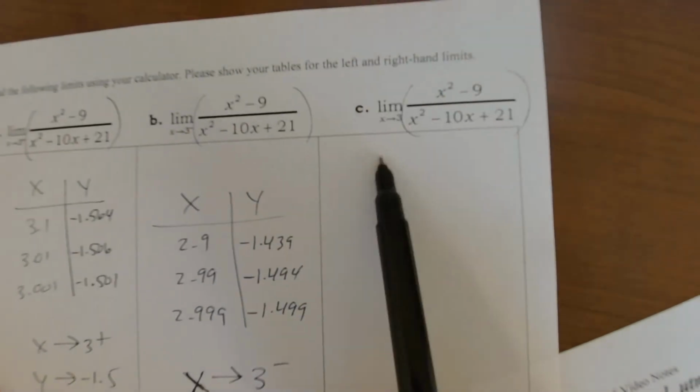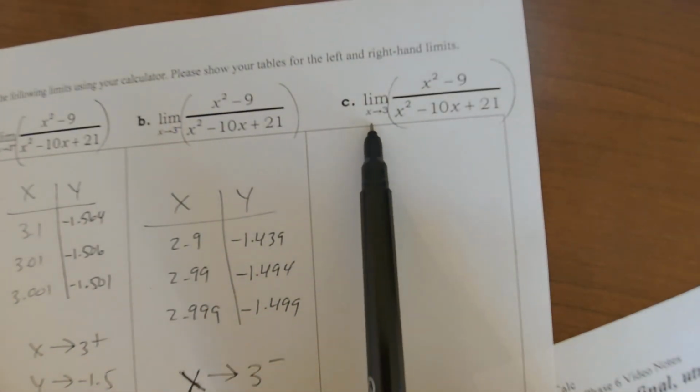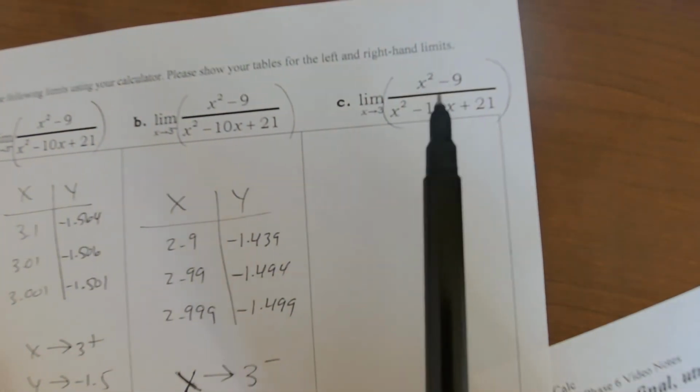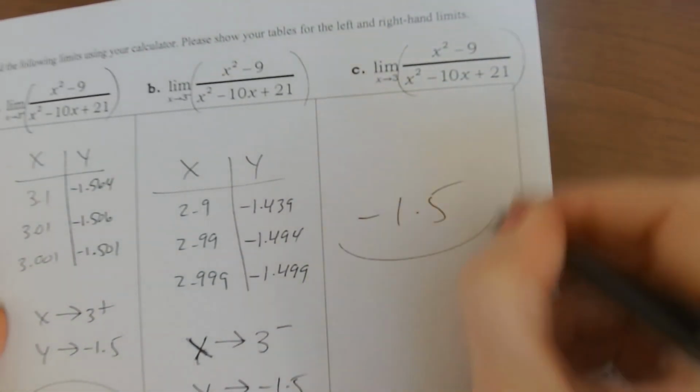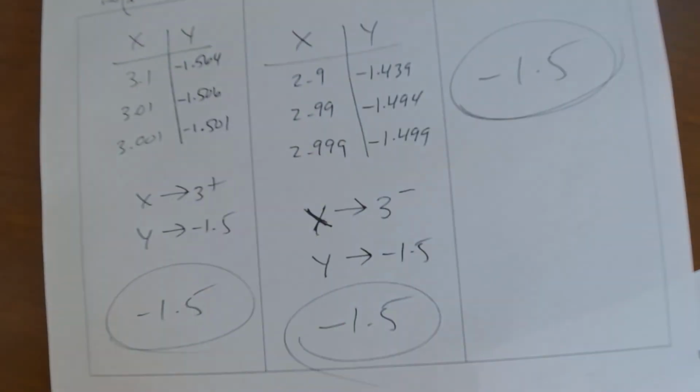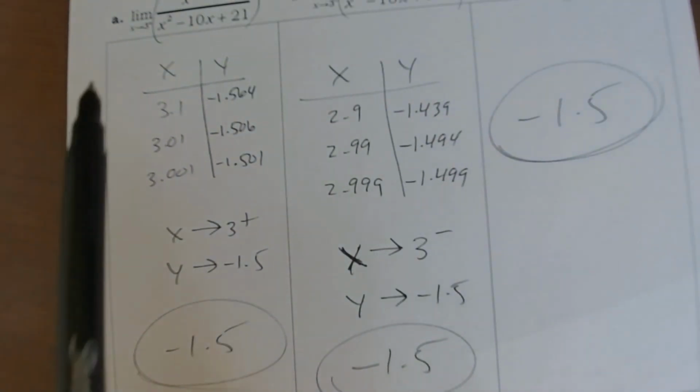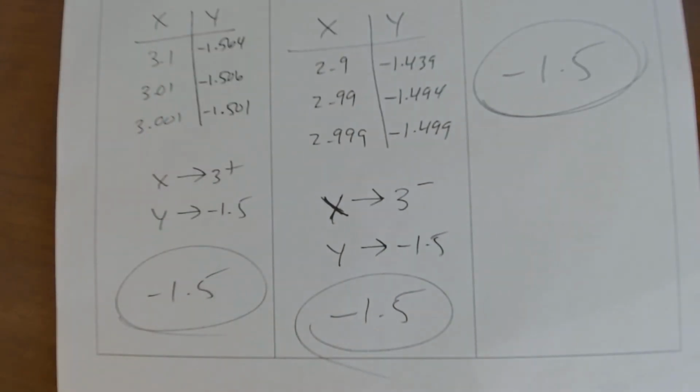So that means that the limit as x approaches 3 of this function is negative 1.5. And the reason is that both the limit from the right is negative 1.5 and the limit from the left is negative 1.5.